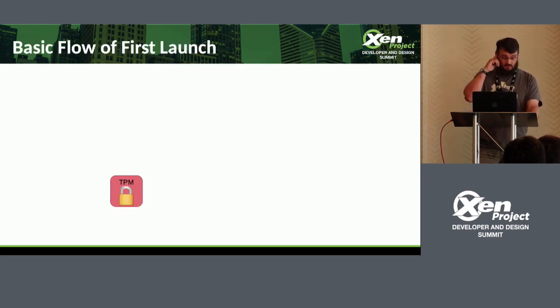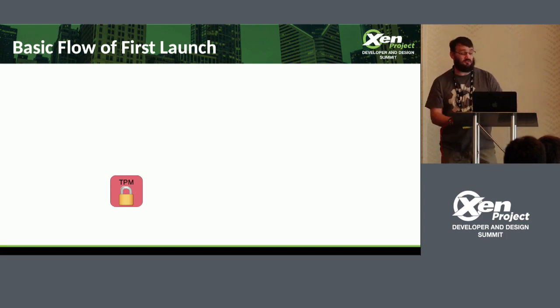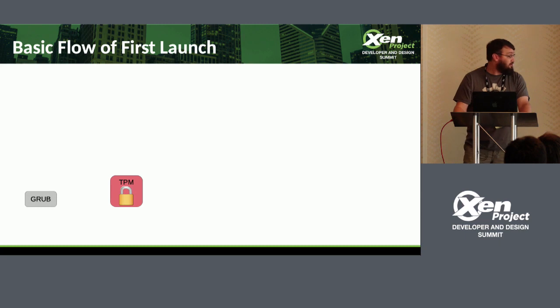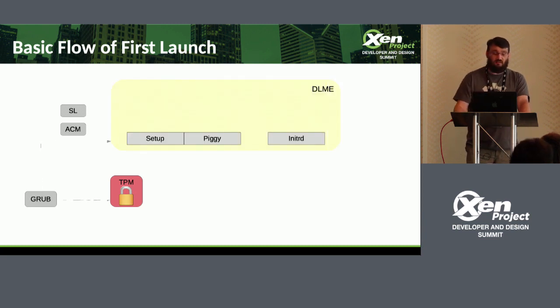To help step through this, I've got a little animated slide to walk through how the startup will work once we're done. So the first thing you're going to see is Grub load into the system. Then Grub will load either the secure loader or the ACM, depending on whether you're on an Intel or an AMD platform. Once it's loaded, Grub will actually extend those measurements into the TPM. Grub will then load the DLME and measure it into the TPM as well.